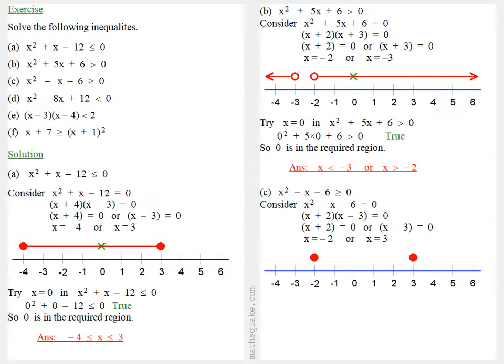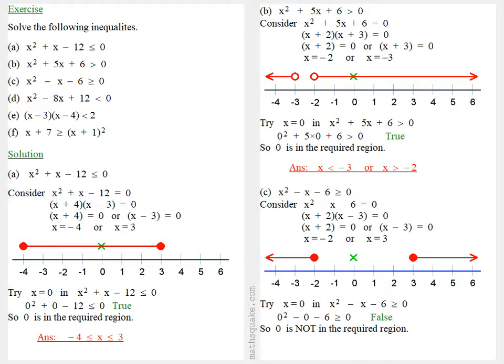Now we need to decide whether we're going to shade between them or outside of them. So choose a new point, let's say x equals 0, and substitute it into the original inequality. This gives us 0 squared minus 0 minus 6 is greater or equal to 0. In other words, minus 6 is greater or equal to 0. Well, that's false. So 0 is not in the required region, which means we shade outside the 2 points minus 2 and 3. Which gives us x is less than or equal to minus 2, or x is greater or equal to 3.